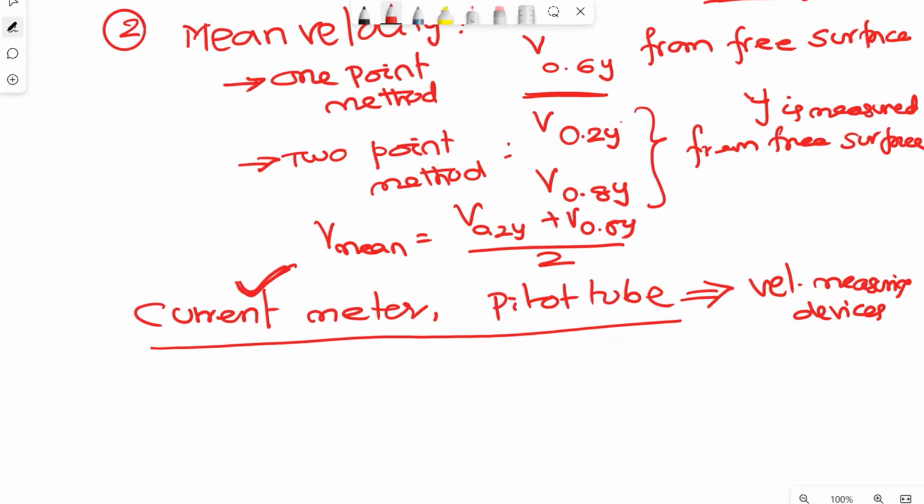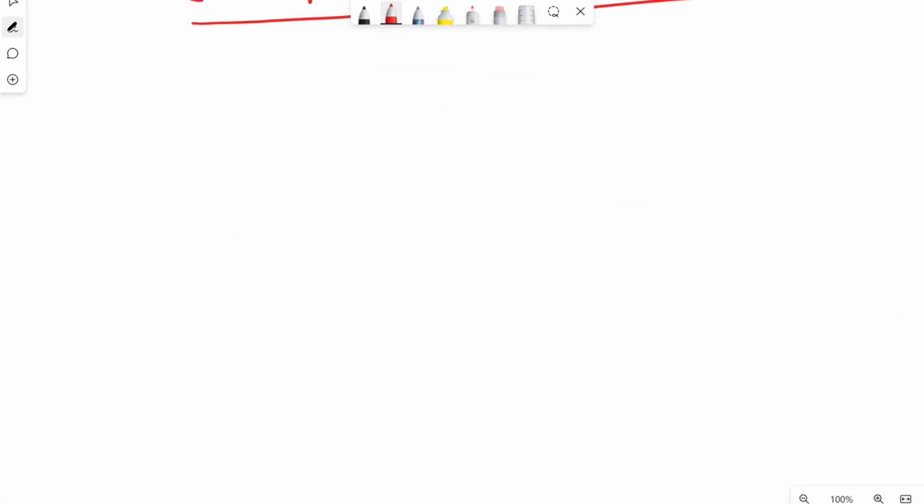Now if you want a more accurate method, you take the velocity at two points. At 0.8y depth you take it, at 0.2y depth you take it, and take the average. That is the two-point method. So this is how the velocity is determined. That part is over. Now I will go into the next topic.